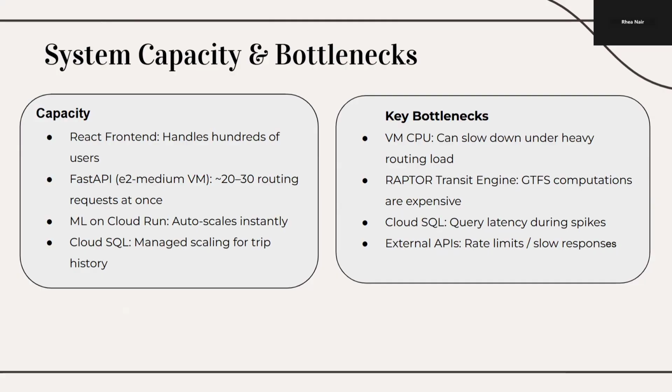For bottlenecks, the main ones are the CPU on the VM, because heavy routing computations with RAPTOR and GTFS can be expensive. Cloud SQL can also become slower during spikes in queries. And finally, we depend on external APIs such as Google Directions and OpenWeather API, so their rate limits and response times can also slow down our system.